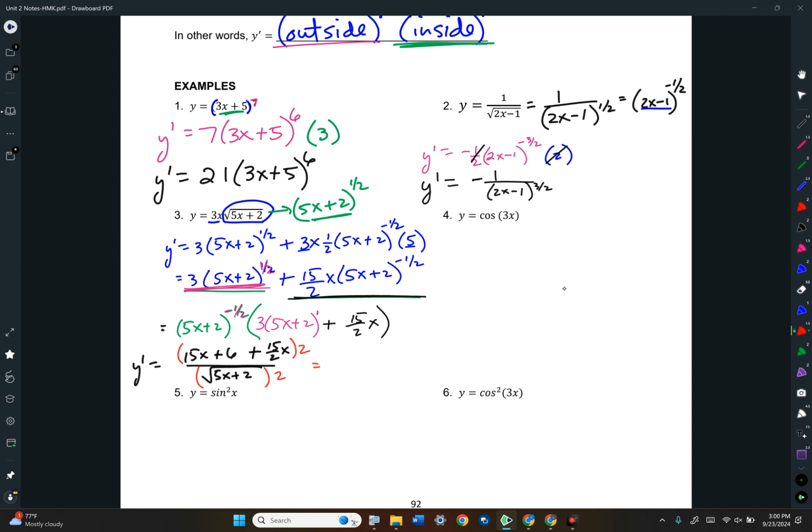So on top, I've got 30x plus 12 plus 15x, and then on the bottom, I just have 2 times the square root. And do you see that on top I have 30x plus 15x, so I can go ahead and combine those to be 45x. Just because I'm out of space, I'm going to change that 30 to be a 45. Okay, so this is my simplified answer.